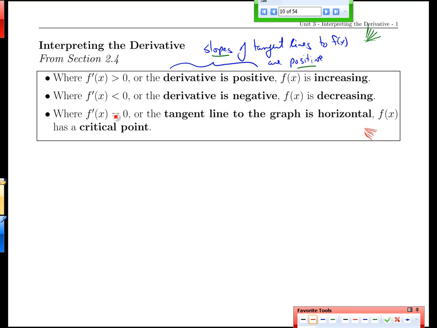And then we have those special transition points where the derivative is 0, and that is when the tangent line to the graph is horizontal. And again, horizontal and slope 0, those two things are equivalent. We're going to give those particular points a special name. F of x is going to have a critical point whenever we find a point where the slope is 0.